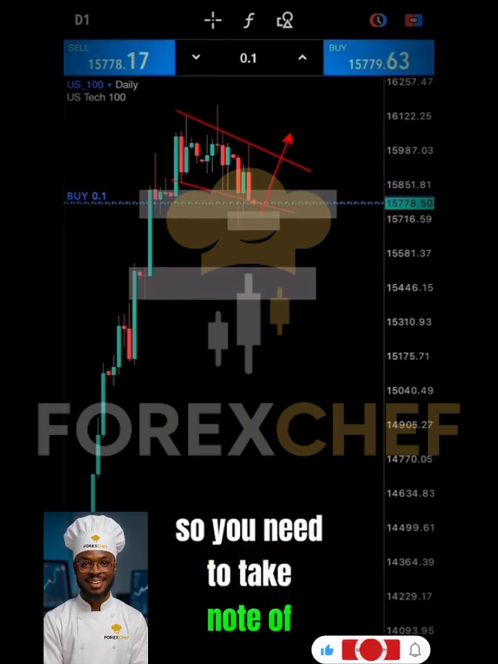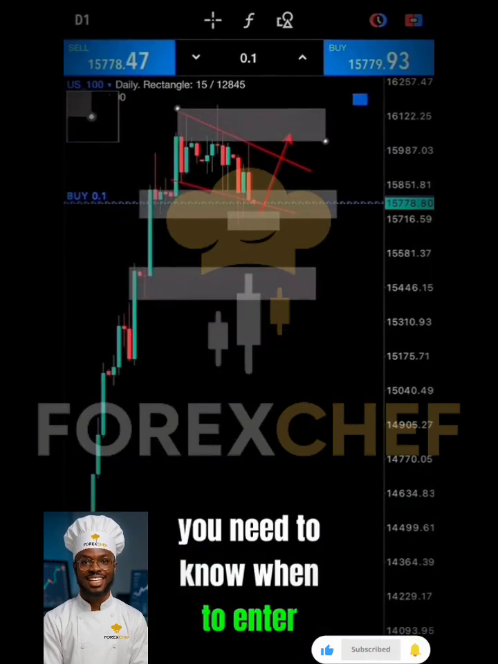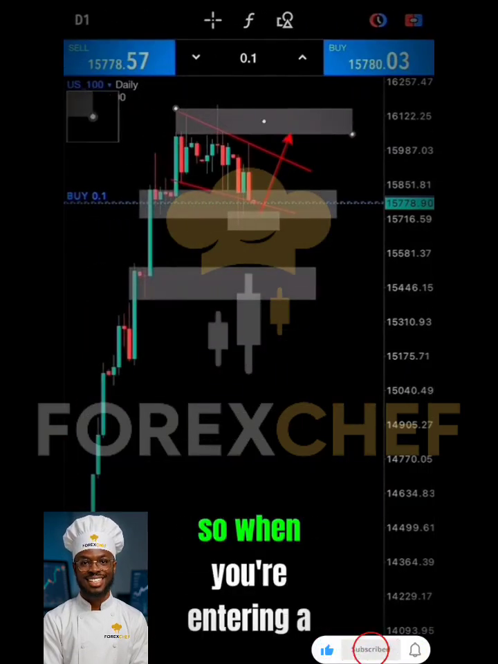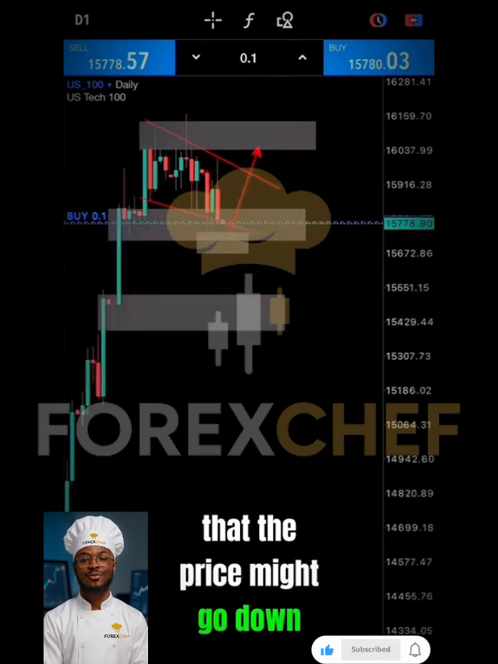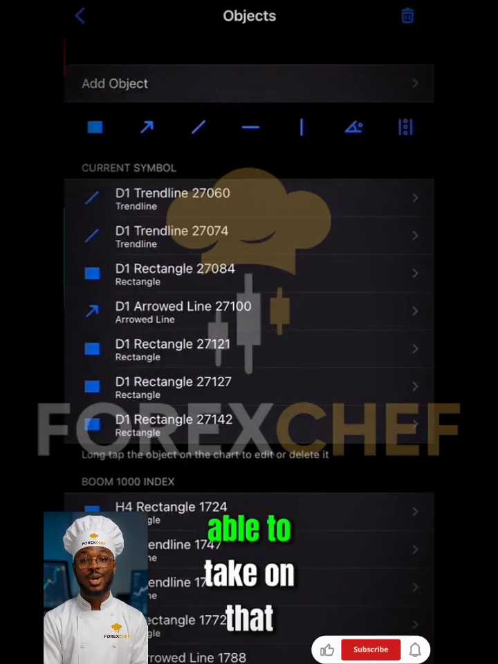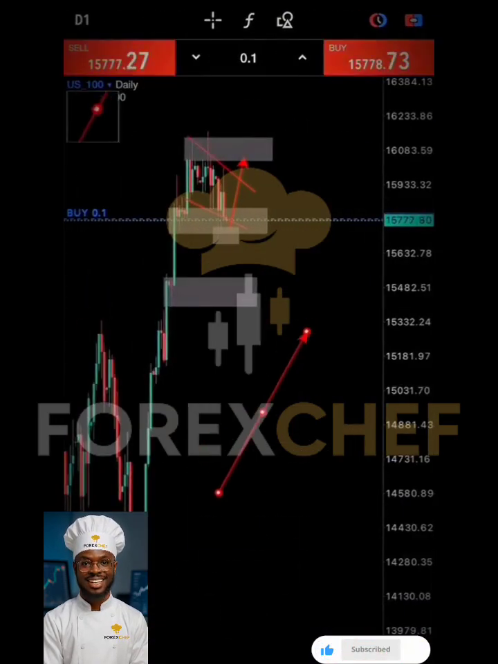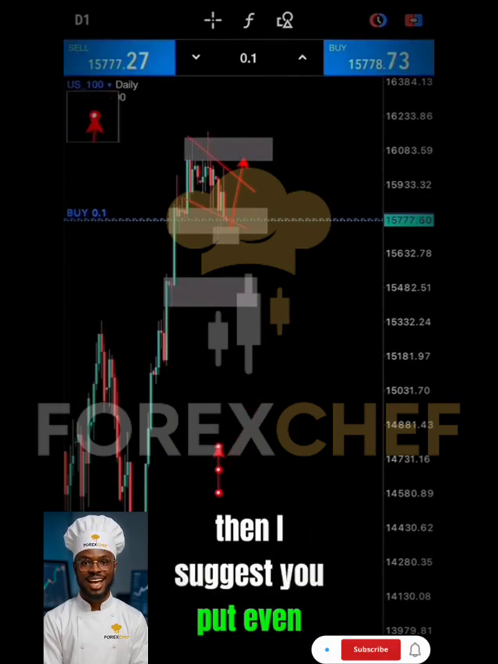So you need to take note of that. You need to know when to enter and when to exit. Okay, so when you are entering a buy position there, you need to take note that the price might go down there. So will your position be able to take on that floating loss? So if your answer is a no, then I suggest you put even less positions.